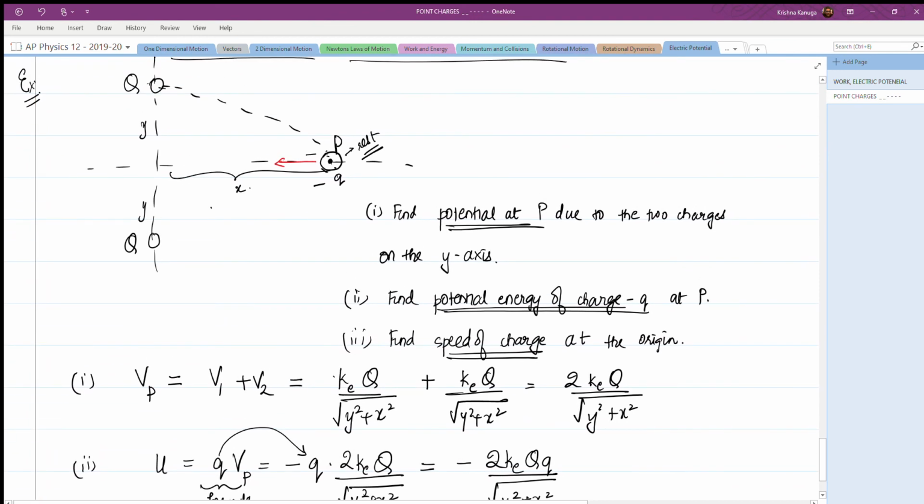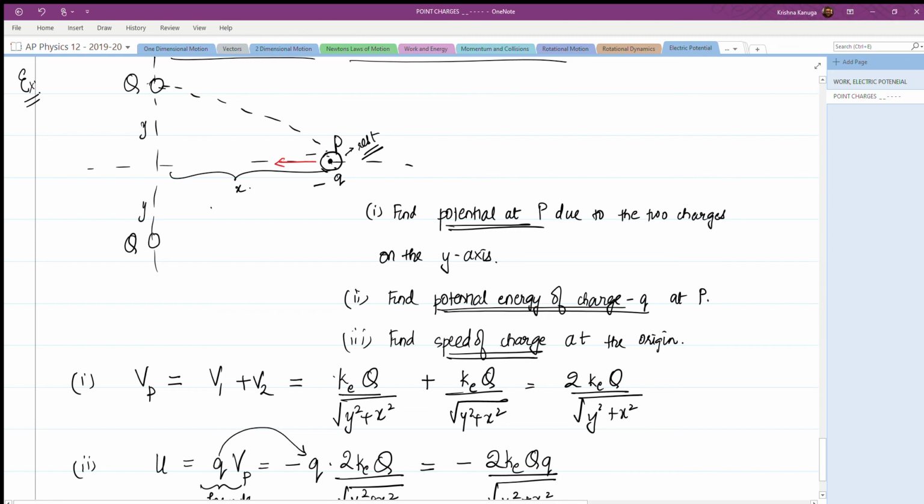At this point, what I would like you to do is pause the video and calculate the potential energy at the origin, just by using whatever we did in parts 1 and 2 of the problem. Calculate the potential energy at the origin, and then come back to this step. I'm going to pause for a second, and here you go.